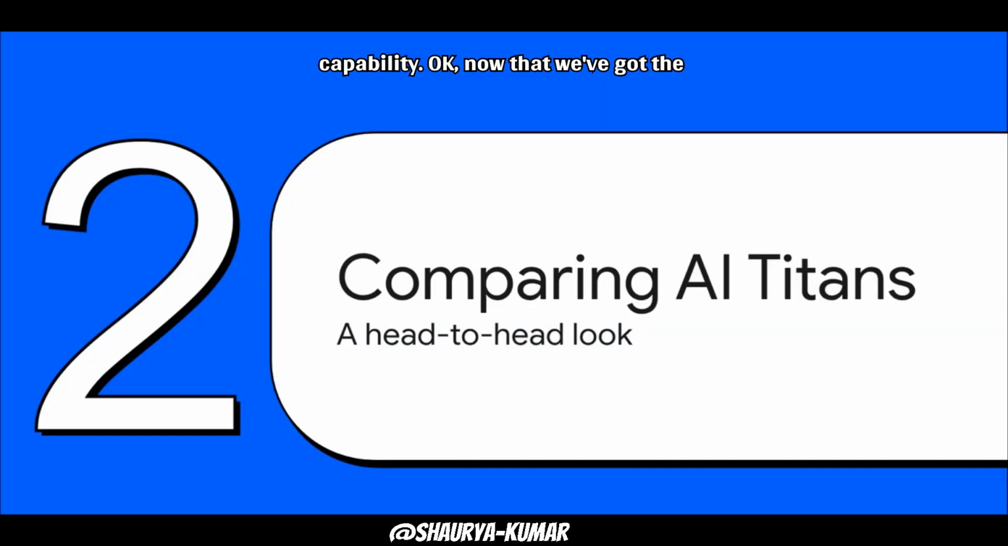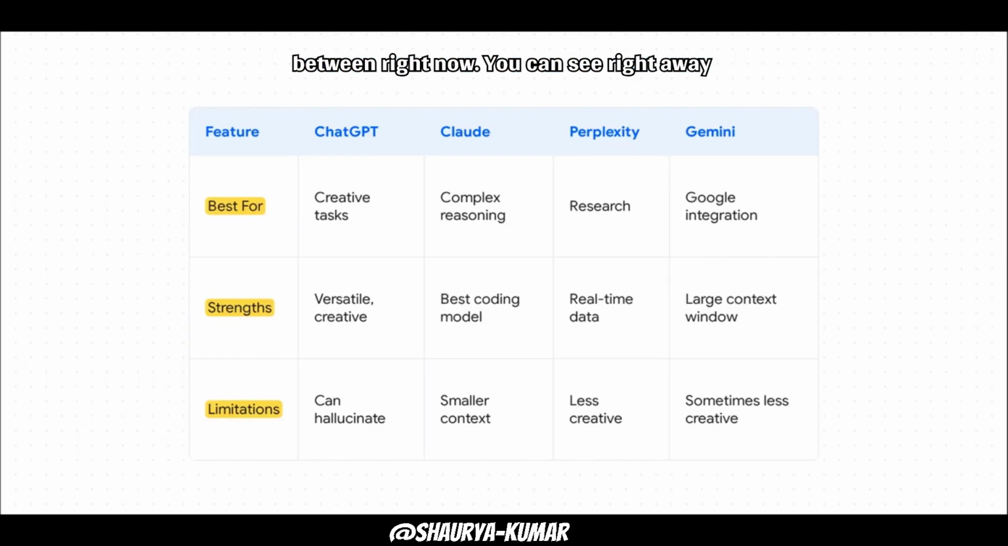Okay, now that we've got the foundations, let's get to the main event, comparing the big four generative AI tools that most of us are trying to choose between right now. You can see right away how specialized each of these tools has become. ChatGPT is kind of your all-around creative workhorse, fantastic for brainstorming. Claude, it acts more like a careful analyst. It's great at complex reasoning, and it's designed to be really safe.